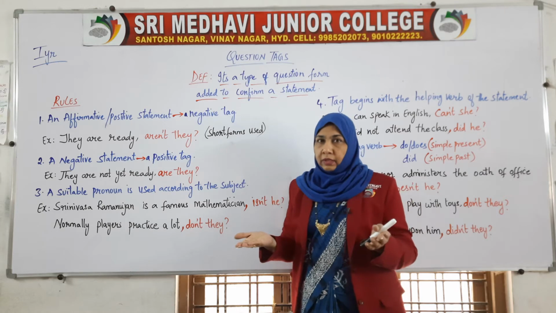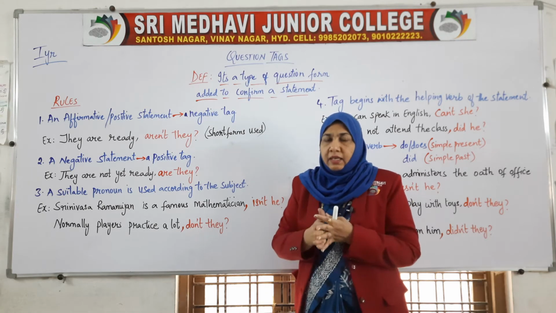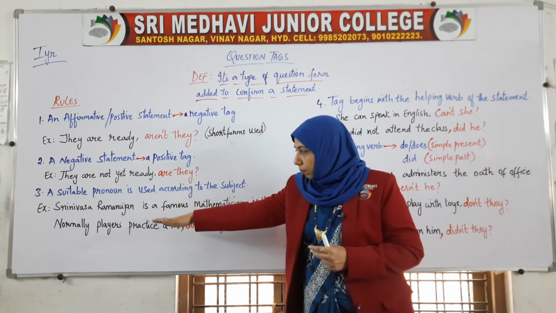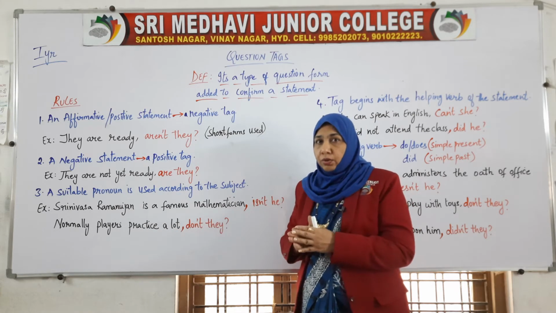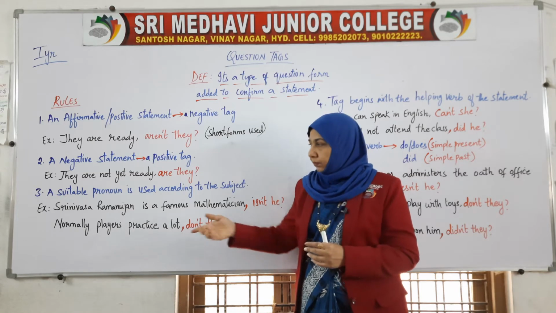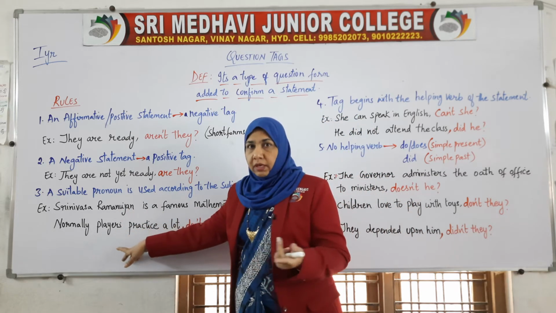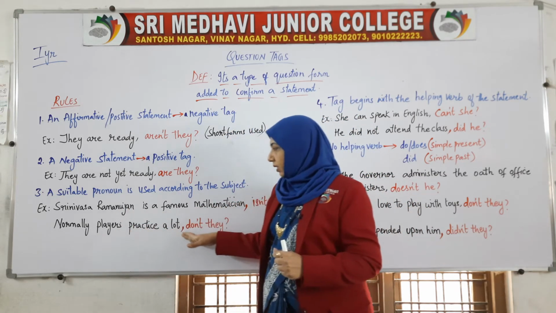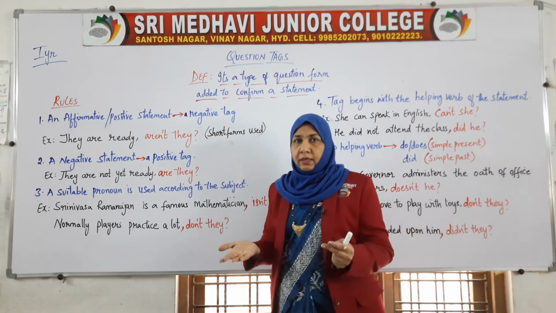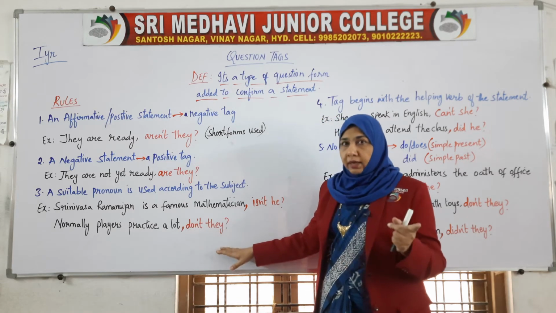"Normally players practice a lot." This is a common sentence or common statement. It is a habitual action, which you can say is the simple present. This particular sentence doesn't show you any type of tense; it is only in the simple present tense. Normally, a habitual action: players practice a lot. Not "practiced," only "practice." It is a daily action for the players. So at that time what we have to add? "Don't they?"